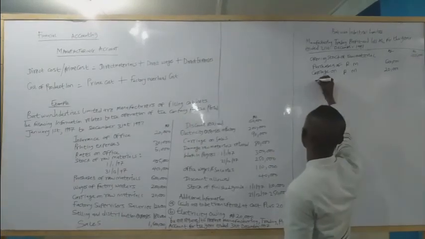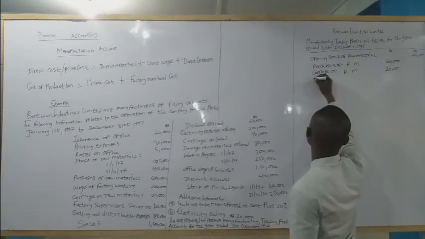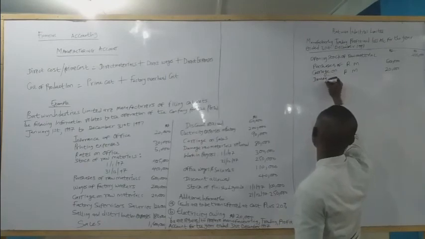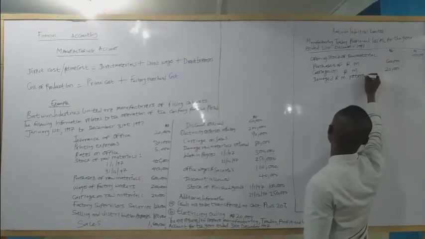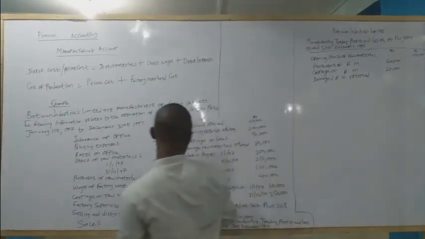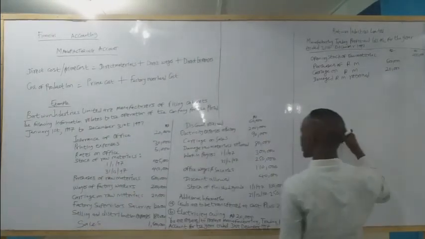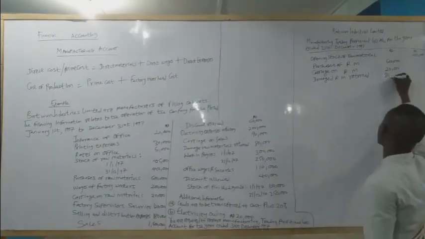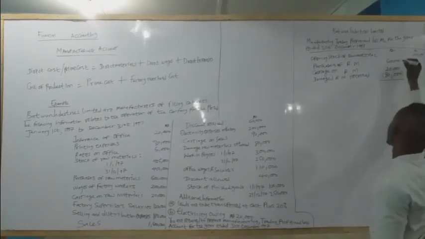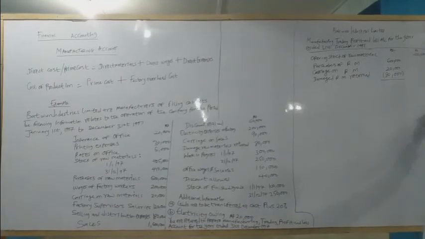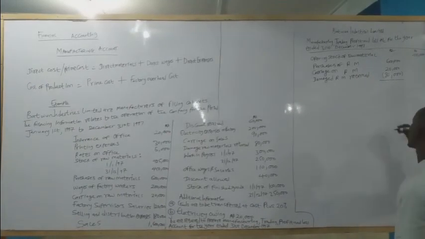Here we have damaged raw material return. How much? 80,000. So we are removing this. So here then we have 540,000.